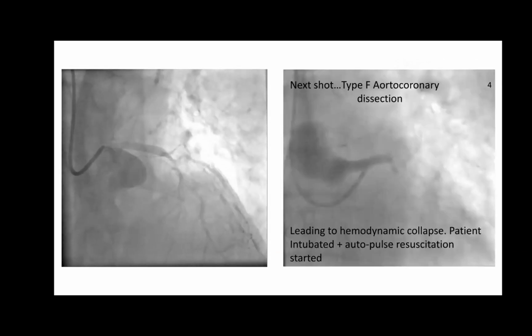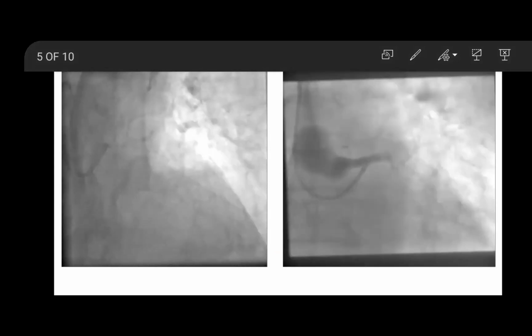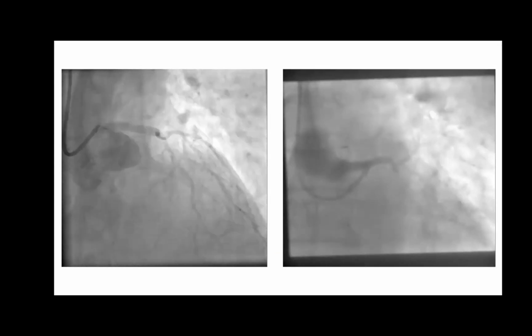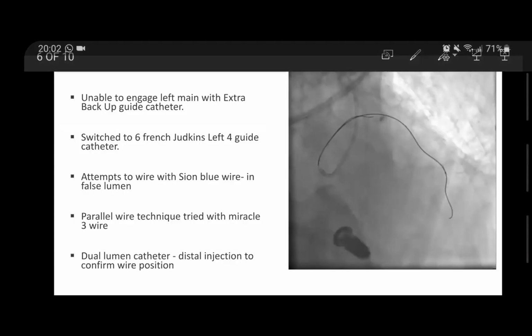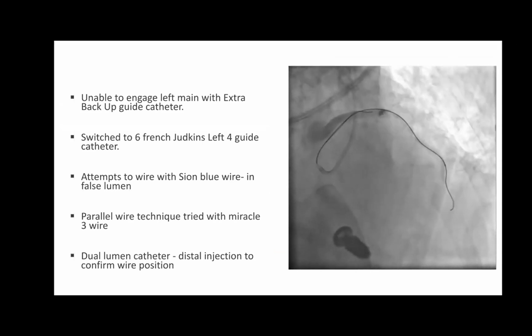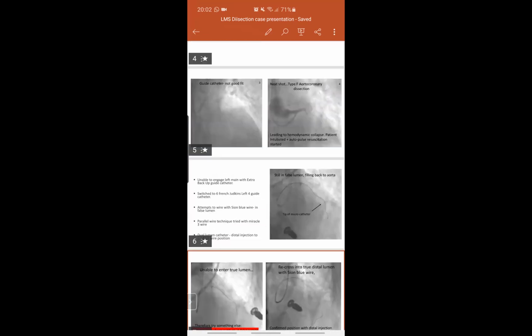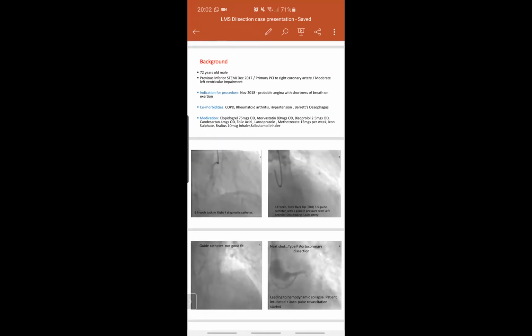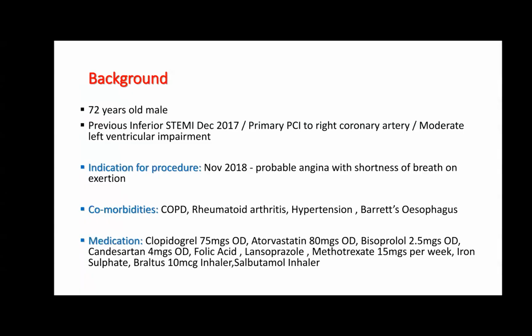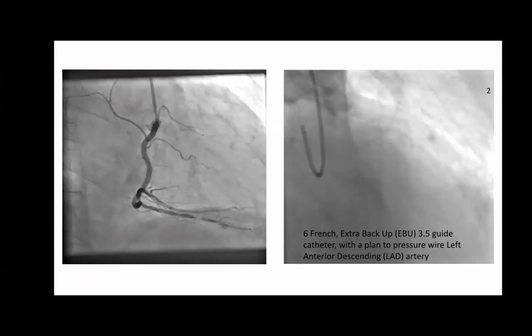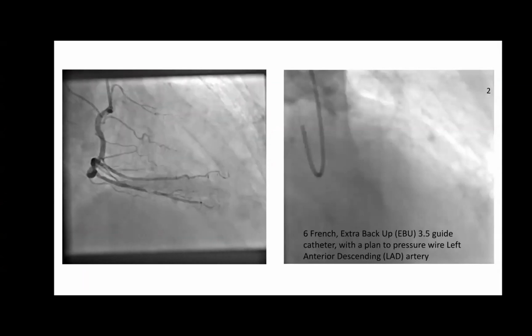Can you go back to the right picture? Go back a slide. One second. I have to come off it to go back. I think it looked like there was a lesion in the PDA. That's what I was going to say. There is a lesion in the PDA, in the right coronary artery, distal right.